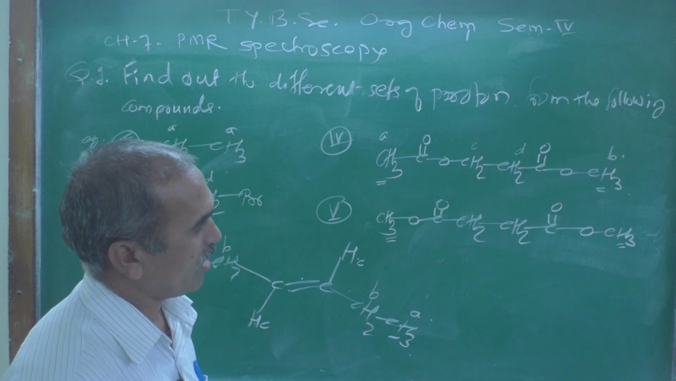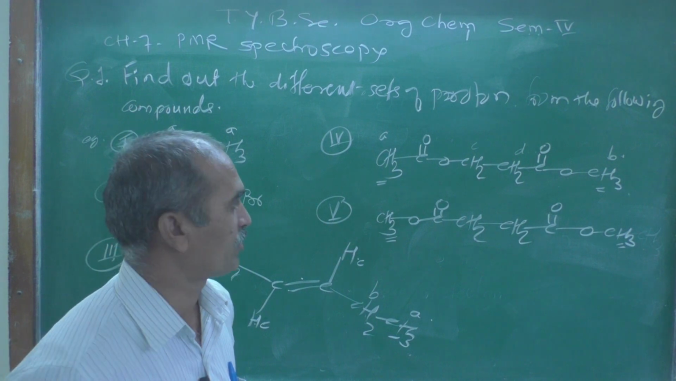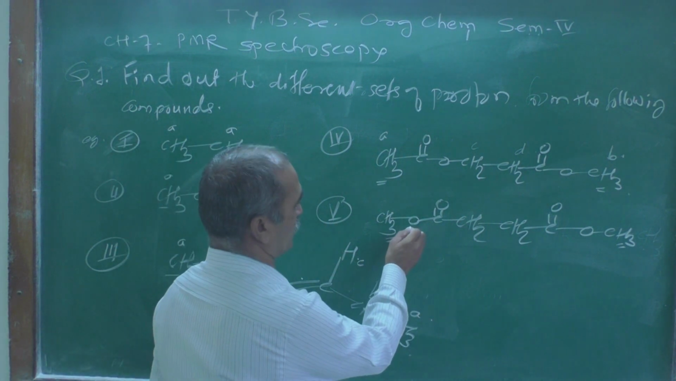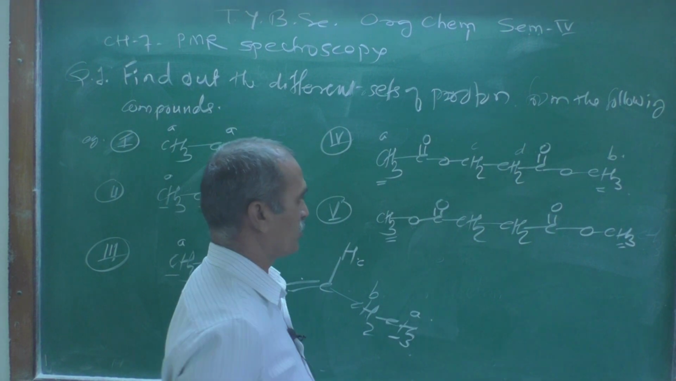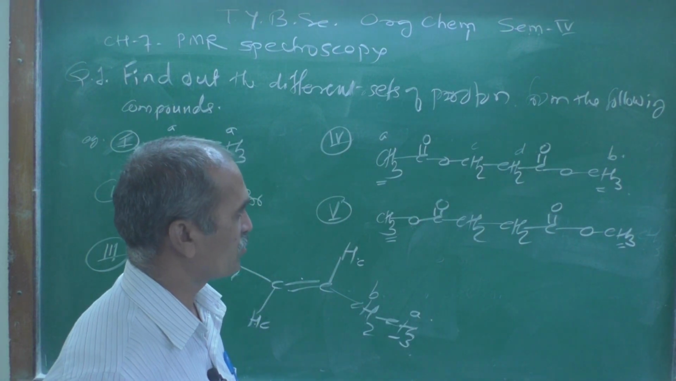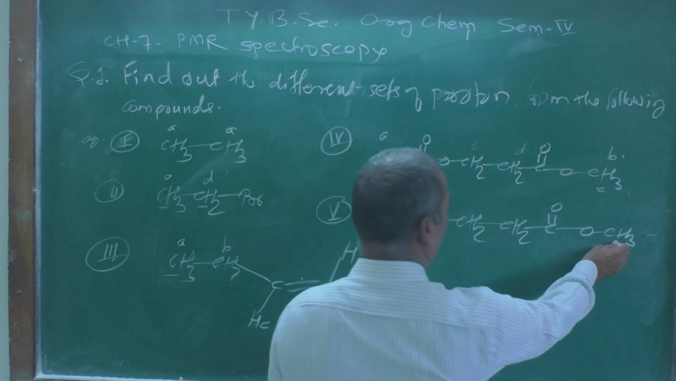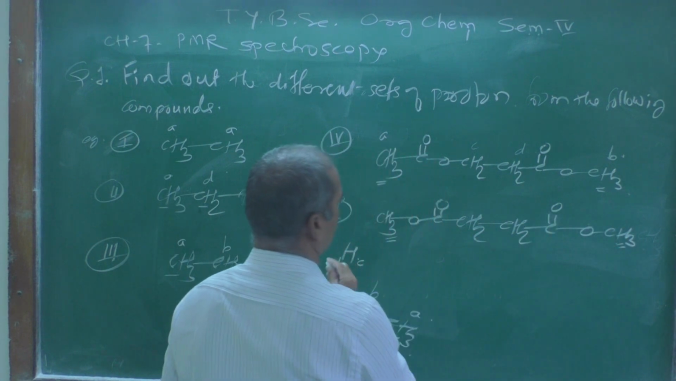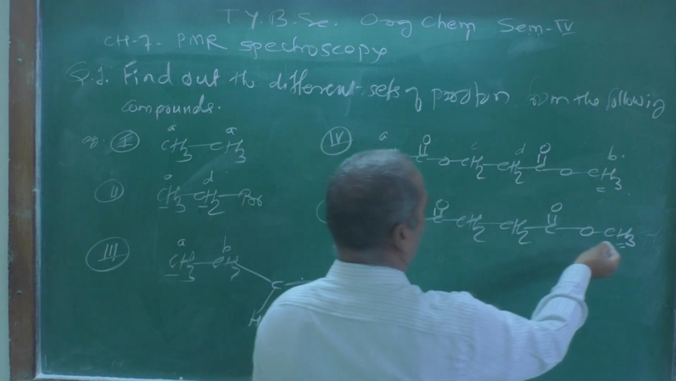Are these two methyl groups the same or different? They are the same because the neighbor is oxygen. This methyl group has one oxygen as a neighbor, therefore they are the same.